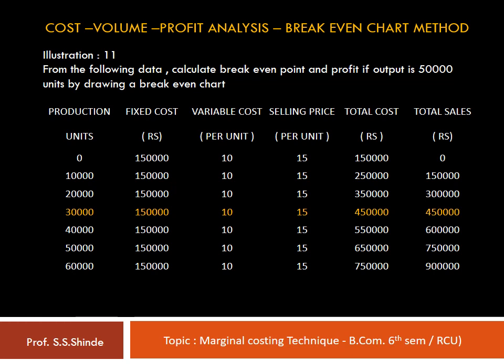Now, let's put up this data in the form of a chart and draw a break-even chart to show how the break-even point is calculated when the total sales revenue cuts the total cost curve, and also how the profit at an output of 50,000 units or at any level of units can be calculated with the help of a break-even chart. Let's draw the break-even chart.